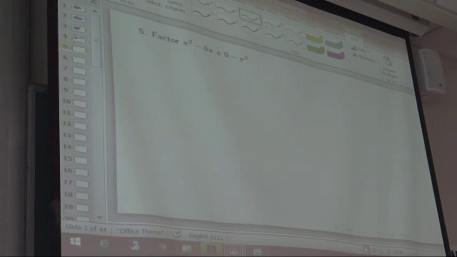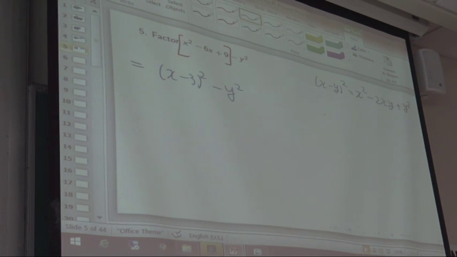Now we're going to factor this. We have 4 terms, but instead of considering the 4 terms at the same time, we take the first 3 terms first. So we have x squared minus 6x plus 9. Again, this is x minus y squared, minus x squared minus 2xy plus y squared. So the first term is x minus 3 squared minus y squared.